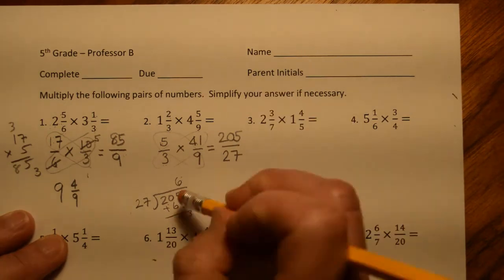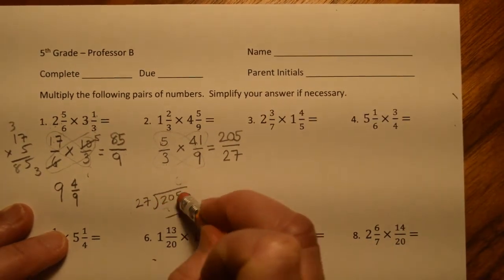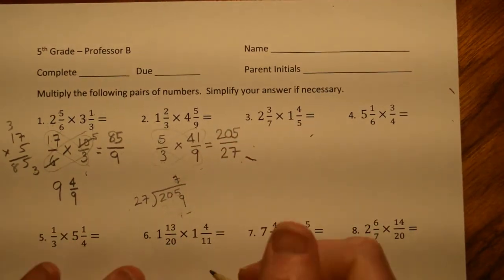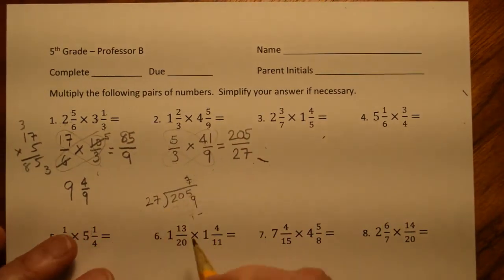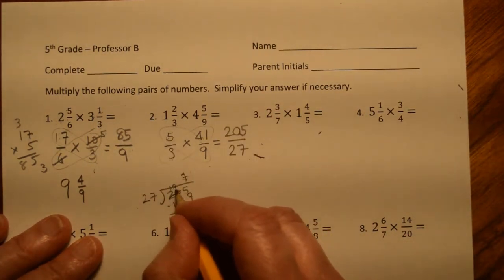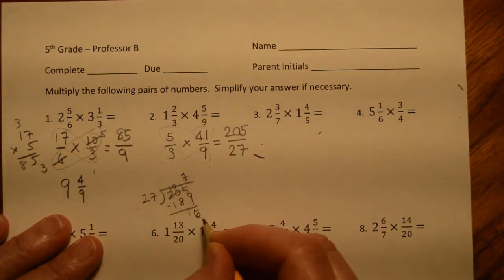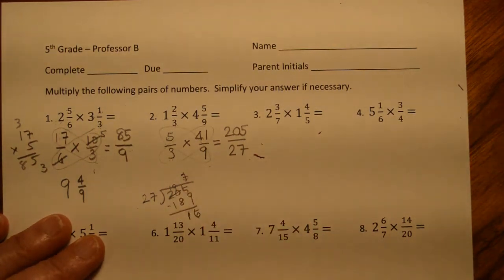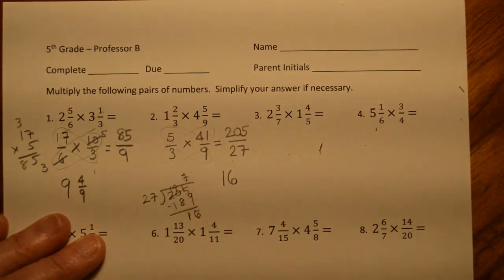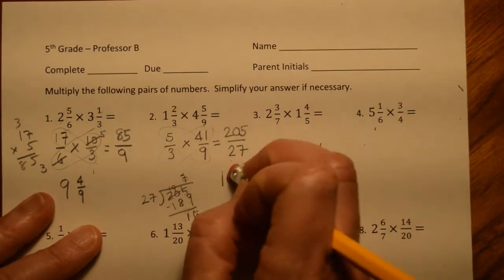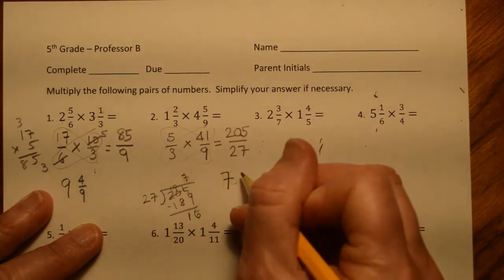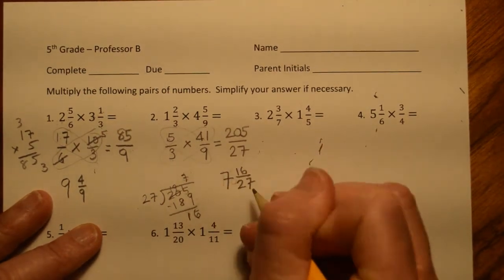Yeah, we could have gone 7 times. So let's do it again. 7 times 7 is 49. Put down the 9, carry the 4. 7 times 2 is 14. Plus 4 more is 18. All right, so we're going to subtract. 15 minus 9 is 6. And 19 minus 18 is 1. So we get 16. Sorry, 7 wholes. Oh my goodness. 7 wholes and a remainder of 16. So this is 7 and 16/27.